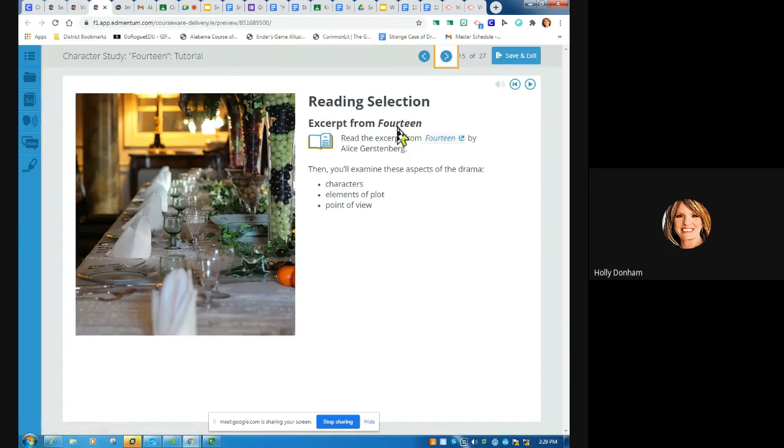Now we're going to look at an excerpt from 14, and you're going to examine the characters, the plot, and the narrator's point of view. So go ahead and click on the link and read the excerpt and then move on to the next slide. You can pause my video, read the excerpt, and then pick back up after you read the excerpt.